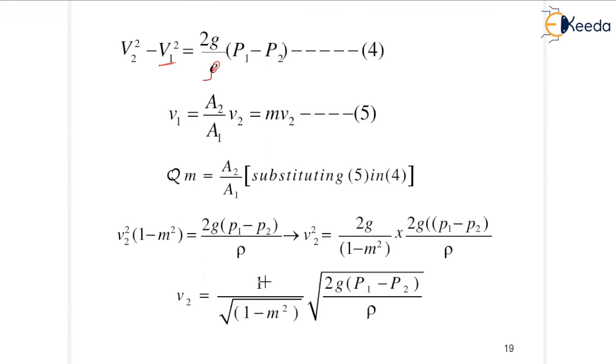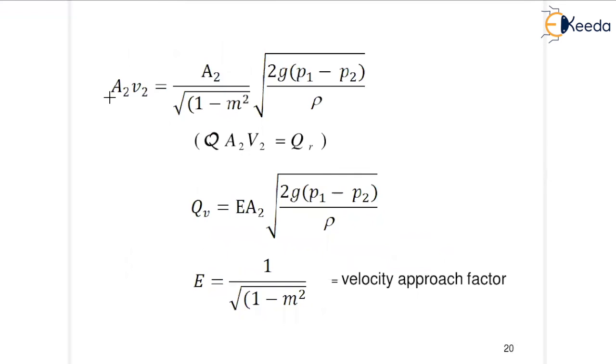So V2 is equal to 1 by under root of 1 minus m square. We are taking this square to the other side, it becomes under root. So it is under root of 2g into P1 minus P2 by rho. Now we can write A2 V2 is equal to A2 by under root of 1 minus m square into under root of 2g P1 minus P2 by rho, where A2 V2 is equal to Q.